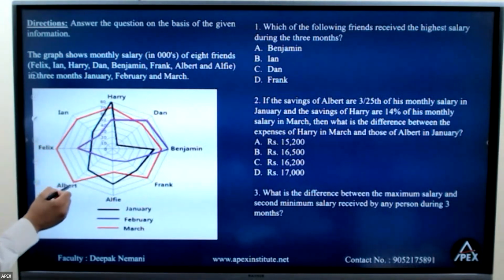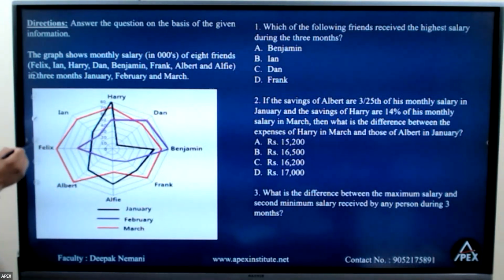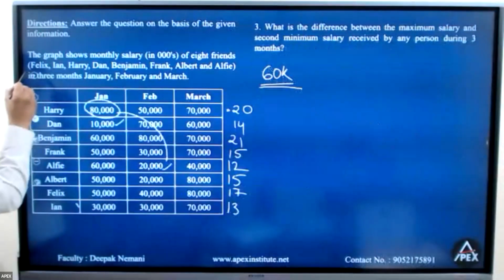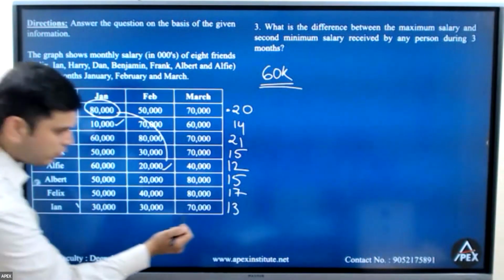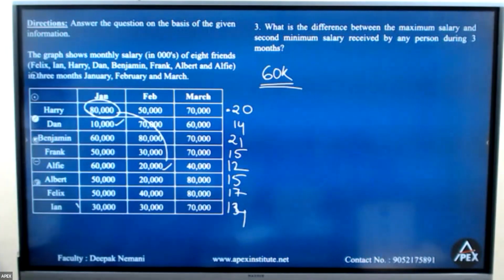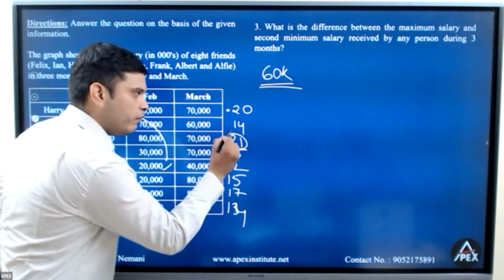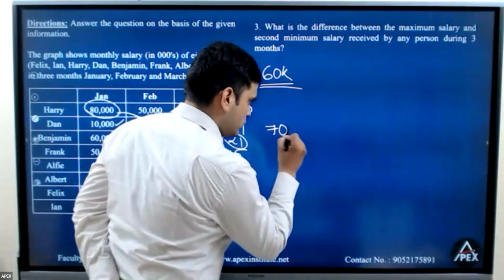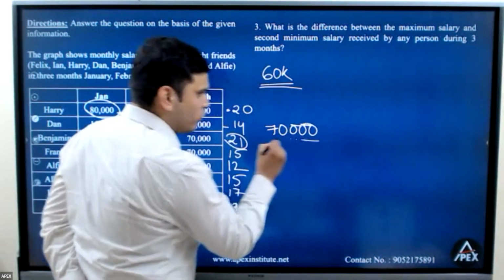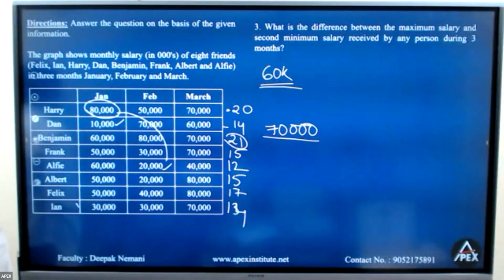Forty. Okay. This is 14. So minimum is 12. Second minimum is 14. So 21 minus 14. 70,000 should be the answer. I have also marked 60,000.